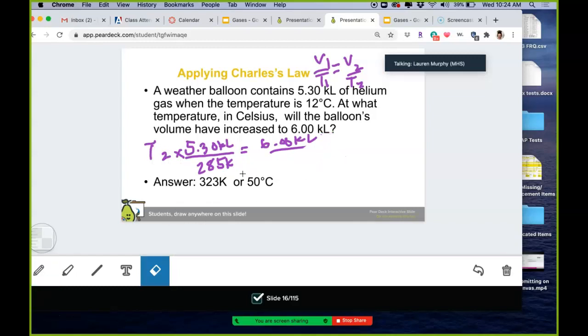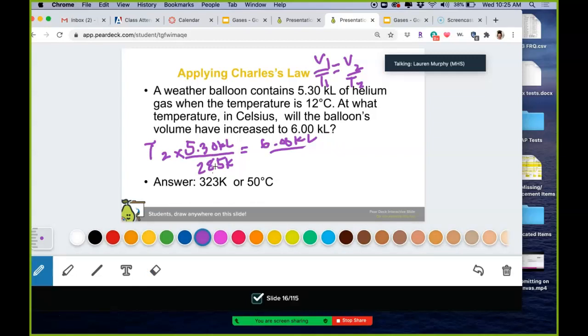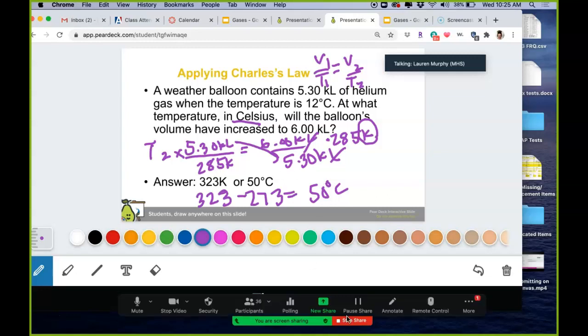And then you multiply by the reciprocal over here, or you cross multiply, however you want to do it. So 5.30 kiloliters comes down here, 285 Kelvin comes up here. Liters cancel, you're left with Kelvin, which should make sense, and you get 323 Kelvin. Now, they asked for Celsius, so at the end, after you have Kelvin, you just have to subtract 273 to get Celsius. Because they ask for Celsius does not give you a right to plug Celsius in here. You'll have to figure out the Celsius at the very end of it.